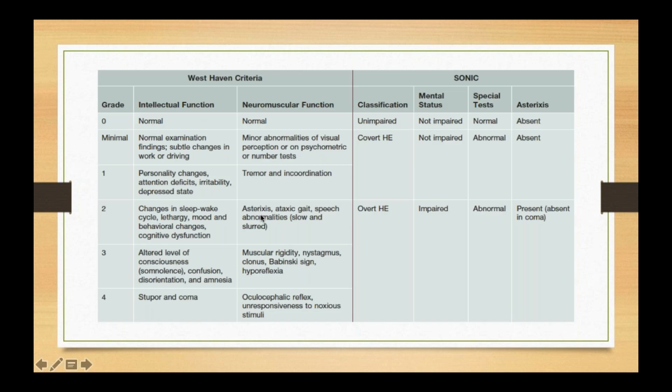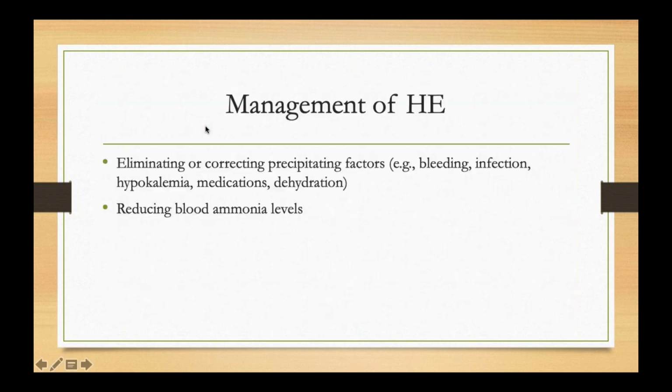Once the patient is flapping, you can say asterixis is present. It is a grade 2 type of HE. Grade 1 is personality change, meaning the patient is irritable, sleeping in the daytime and waking up at night, and minimal HE you can diagnose only by some exam test.